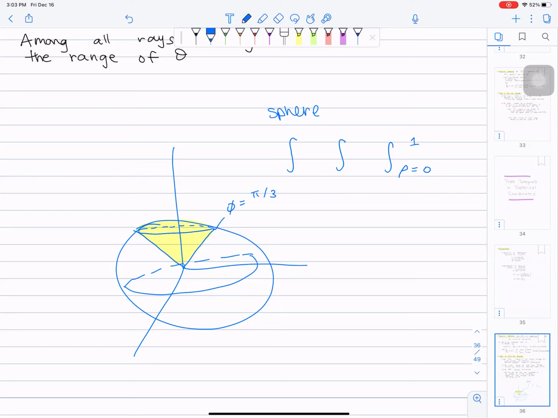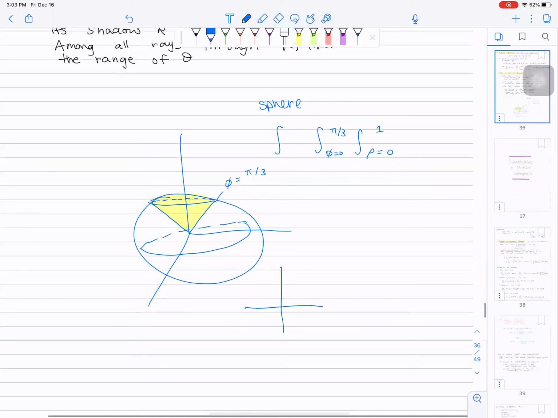What are my phi bounds? I can use the cone equation that they give me. They already give me what angle this is. It's pi over 3, and so I should go from 0 to pi over 3. What are my theta bounds? I can imagine collapsing this flat. If I collapse the z-axis, I should still be left with a circle in the xy plane. So there's no restrictions. Theta is still 0 to 2 pi.